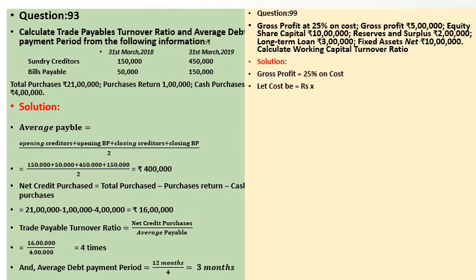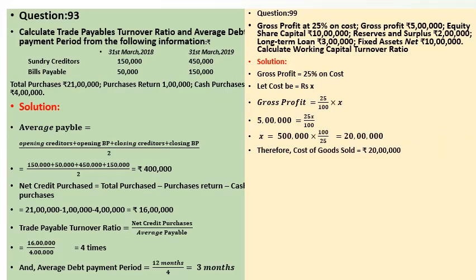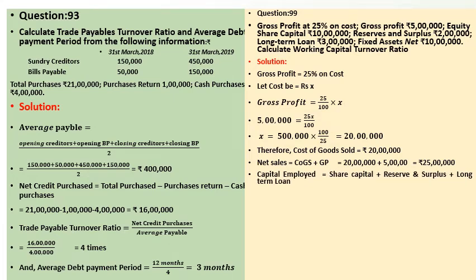Now gross profit is given as 25% on cost. We assume that cost is equal to x. Cost means here cost of goods sold, you have to remember. Now gross profit is equal to 25 by 100 into cost of goods sold, that is x. By solving this we'll get x equal to 20 lakhs, that is, cost of goods sold is equal to 20 lakhs. Now net sale, we have to calculate it, is cost of goods sold plus gross profit, which is equal to 25 lakhs.